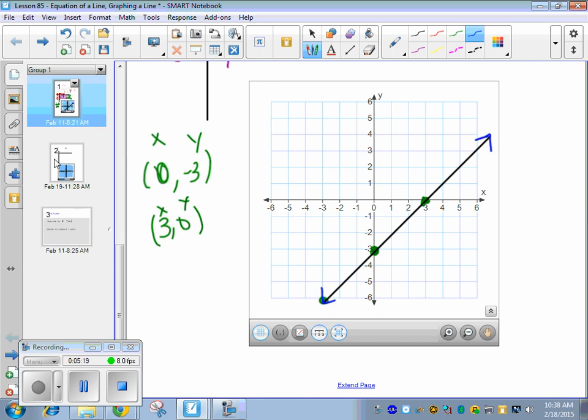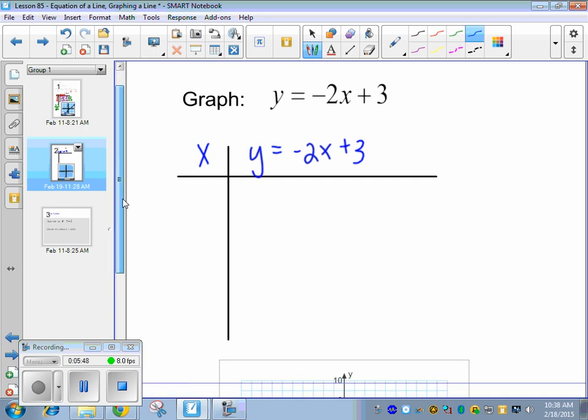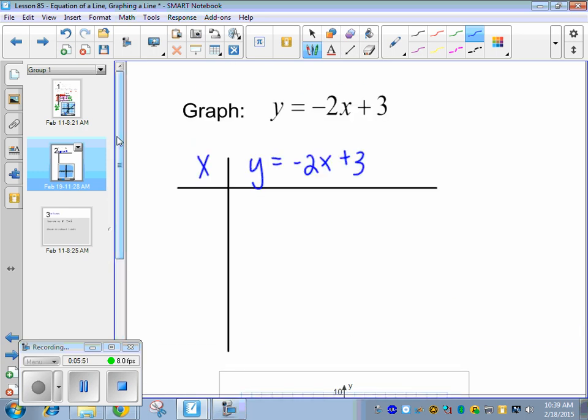Alright? So let's try one more. We've got y equals negative 2x plus 3. So we've got a line. And we're going to do x here, and y equals negative 2x plus 3. Okay? I know you guys can do the substitution in your head, but I want to see it because I guarantee you'll make fewer errors. And so you will lose points if you don't show the substitution step. So for this one, did they give us points to plug in like the last one did? No. Okay? They did not give us any points to plug in.